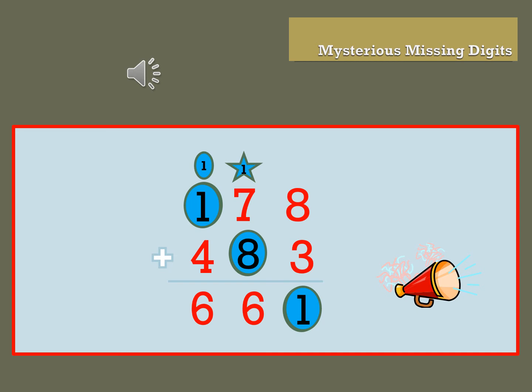Now 4 and 1 are 5. How many more does it take to get to 6? 1 more 100. So, how'd you do? Continue on to the next slide and try the next problem.